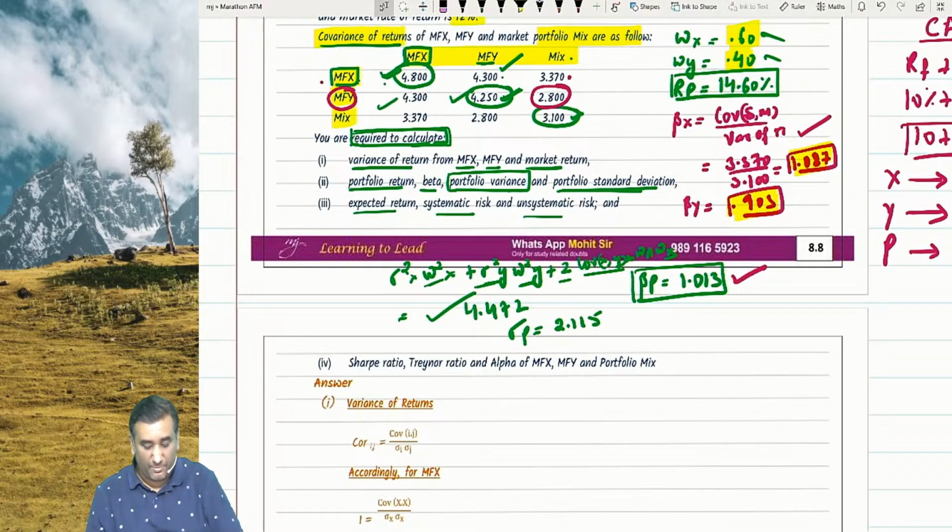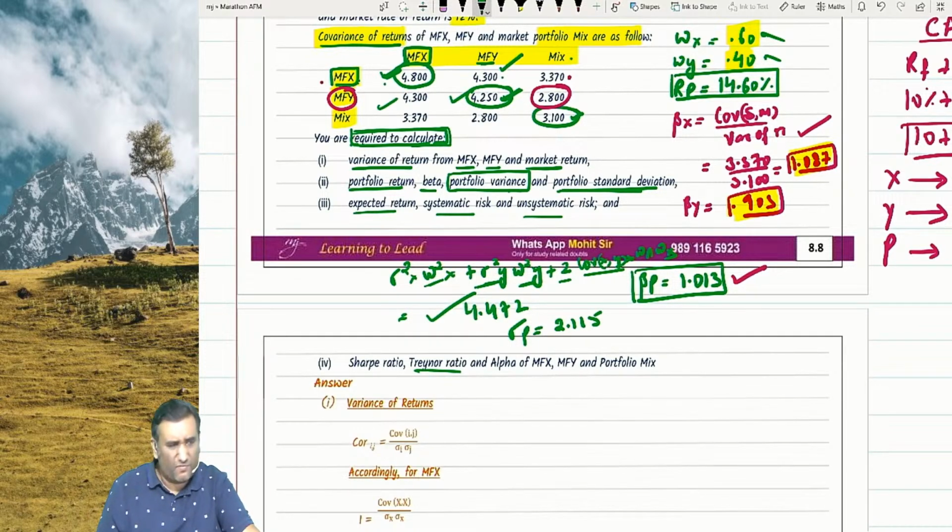Sharpe ratio is RP minus RF divided by standard deviation. Treynor ratio is RP minus RF divided by beta. Alpha is RP minus K-pump return for X, Y and portfolio mix.